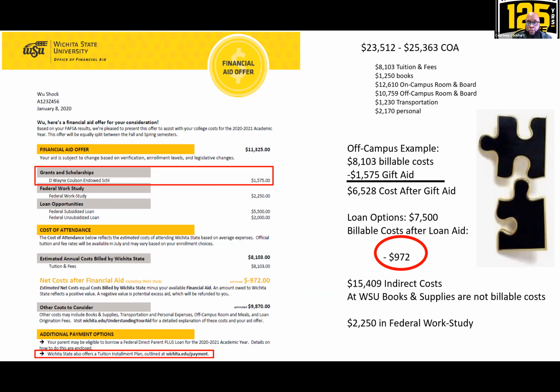So this student was offered in total 11,000. This happens to be Woo Shuk, so he's our mascot. And of course, we found it appropriate to make an award offer for him. So Woo Shuk is being offered 11,325. So he's got a scholarship, work study, that's being offered.